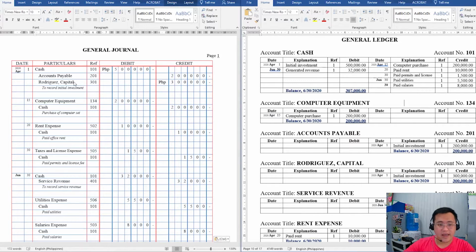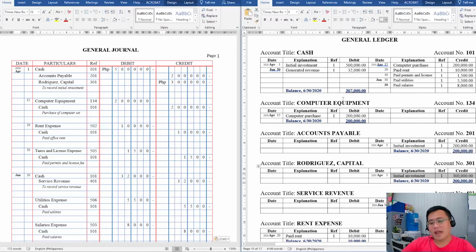Okay? The first entry, we have Rodriguez capital of 300,000 pesos, credit. Now, on the general ledger, on the Rodriguez capital, we also credit the same amount of 300,000 pesos. Now, take note that when you talk about general ledgers, these are actually individual accounts of our business. So say for example, we have one ledger for cash, another ledger for computer equipment, another ledger for accounts payable, another ledger for Rodriguez capital, and so on and so forth.